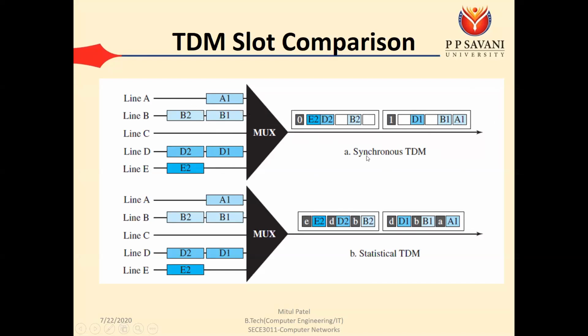The reason is we are following the synchronous TDM. Okay, so A1, B1, then empty, then D1 and then empty. Same way for the second frame: first empty, then B2, then again empty, then D2 and E2.